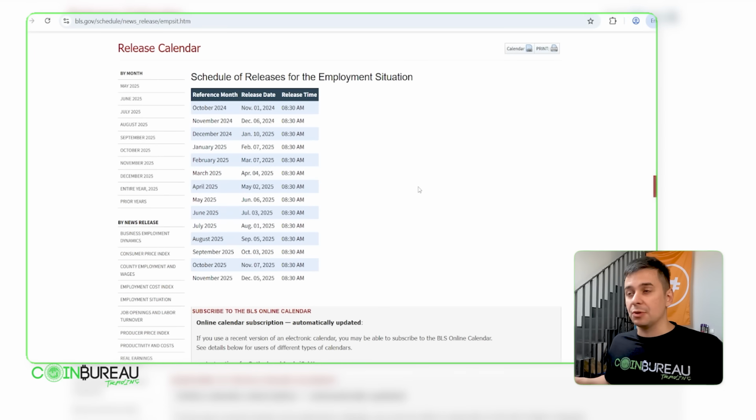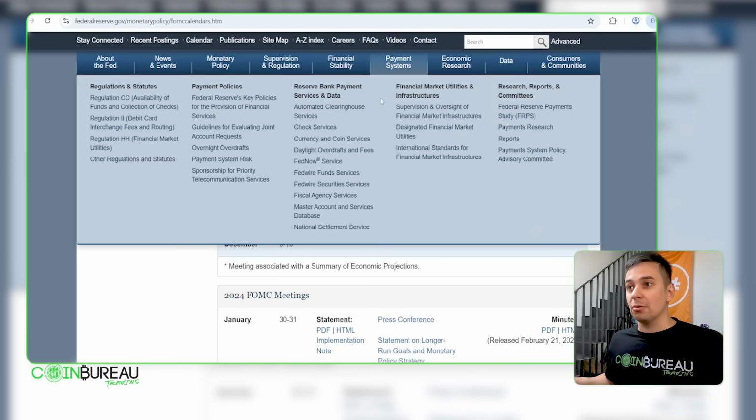So I guess to start off, guys, I'll just quickly summarize the three key macro data points we're going to be looking at today. These are, of course, unemployment data, aka the employment situation, the consumer price index, which is basically inflation, and of course the Federal Reserve's meetings.